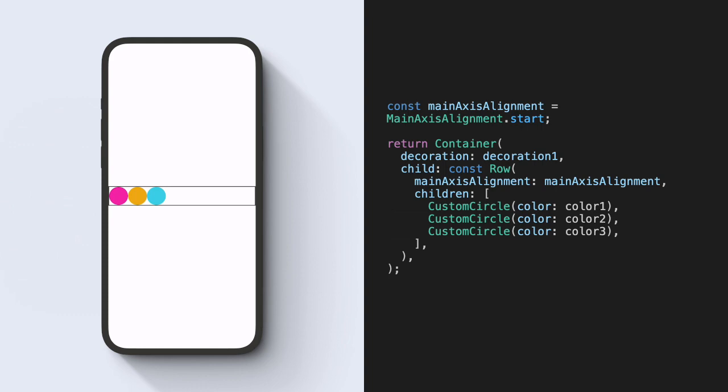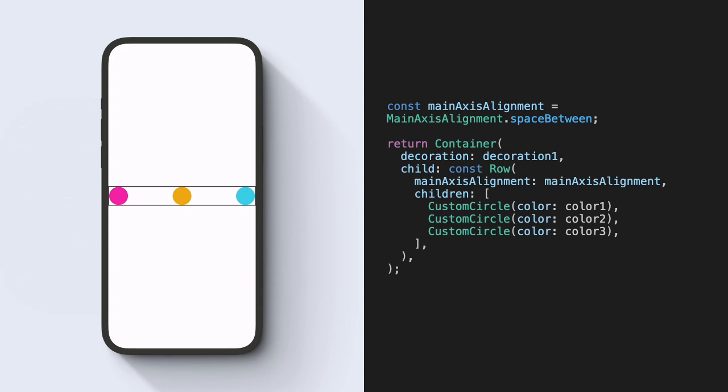So to align the children to the left side, use main axis alignment start. To align the children to the center, use main axis alignment center. And finally, to align the children to the right side, use main axis alignment end.